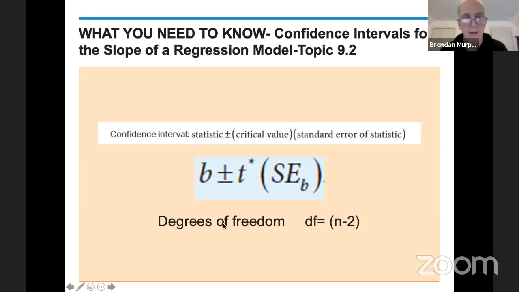Perhaps what's a little different here is my degrees of freedom, which up until now has always been df is n minus 1. Well, degrees of freedom is now n minus 2. So let me see if I can come up with a real quick example here and demystify why it's n minus 2 and not n minus 1.